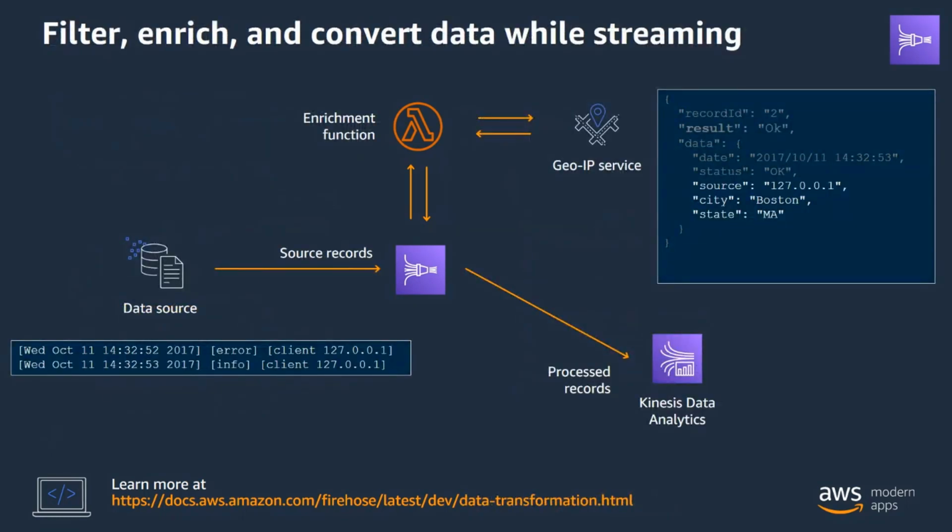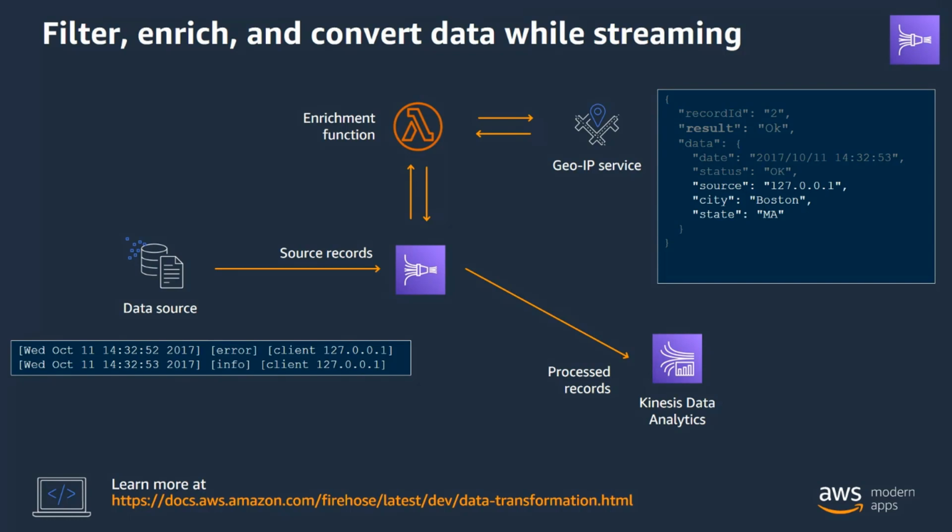The data transformation Lambda function can run for up to 5 minutes. These functions are commonly used to filter, enrich, and convert data. In filtering, the Lambda function can remove attributes from records or remove entire records based upon your business logic. Some customers use filtering to remove personally identifiable information from records and streams, for example.